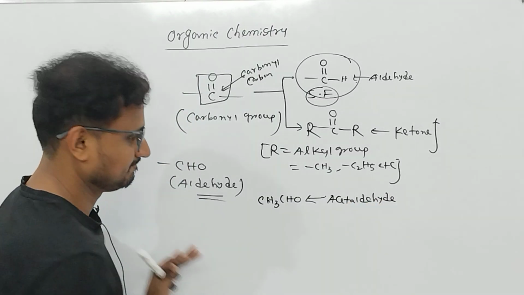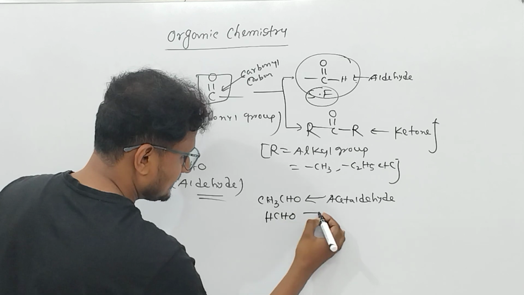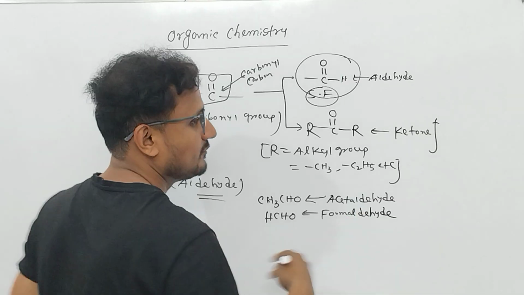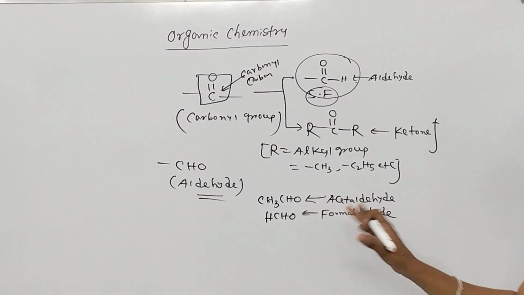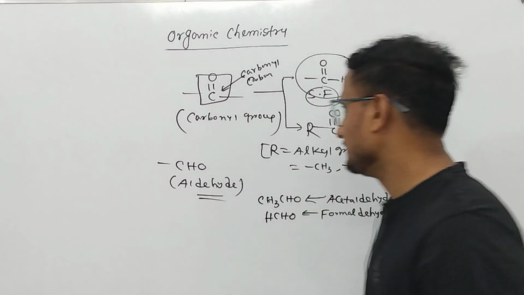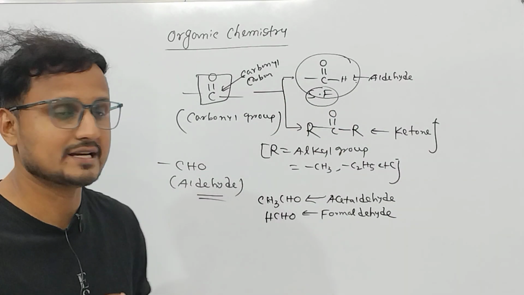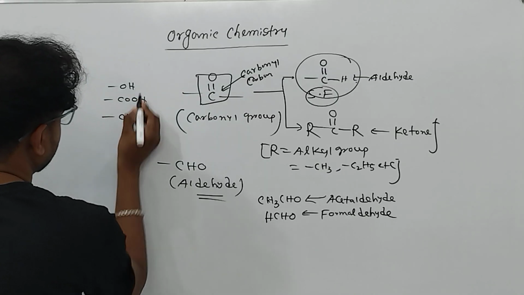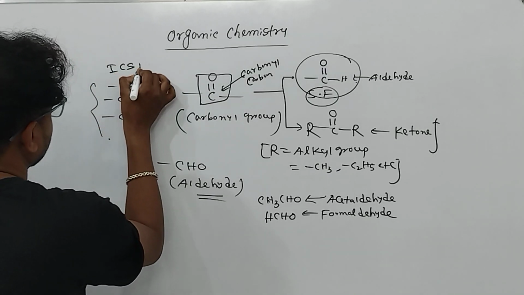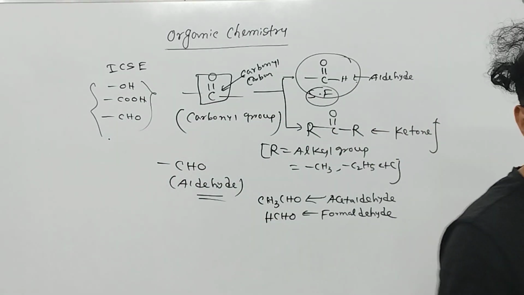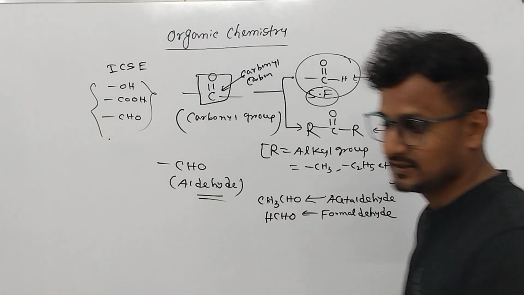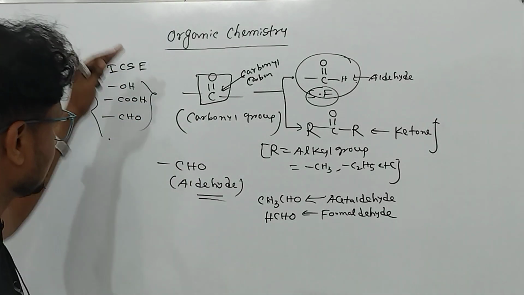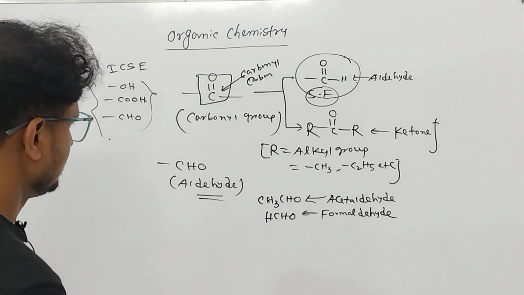This is an example. HCHO is called formaldehyde. You can relate the names, right? You can relate formaldehyde, formic acid, acetaldehyde, acetic acid. This is there in the syllabus. So in our ICSE syllabus, we have this group and this one. These three we have. Apart from this, I'll tell you some more, but those are not there. IUPAC nomenclature will be coming only with these functional groups.